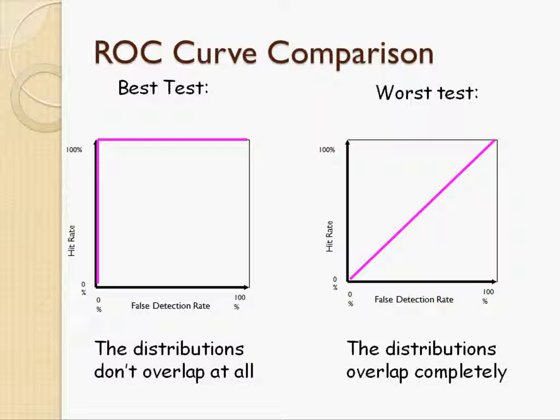So let's compare the performance of testing or our classifier. Again, in the ideal case, if the distributions of the two classes do not overlap at all, there is a threshold that can make a 100% hit rate and 0% false detection rate, just like the figure on the left shown. But if the distributions of the two classes, the curves, are overlapped completely, in other words, if the two curves are the same curve, the ROC curve will be a straight line with a slope of 1. That is what is shown in the right-hand side curve.